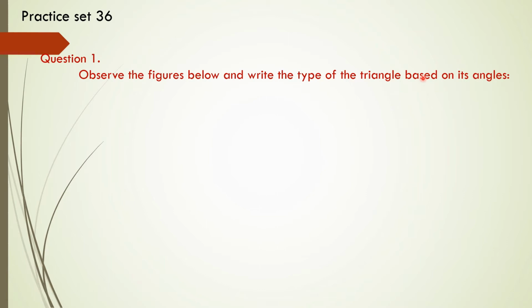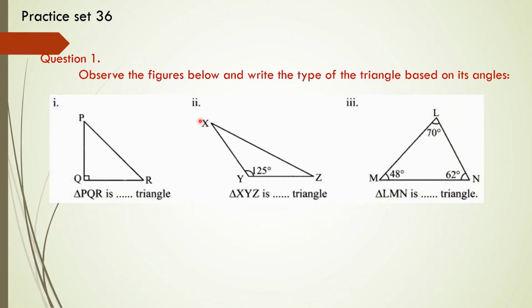The first type of triangle, a triangle with one right angle, is called a right angle triangle. A triangle with one obtuse angle is called an obtuse angle triangle. A triangle with all three acute angles is called an acute angle triangle. This is your figure. And the first one has one angle of 90 degrees, a right angle.